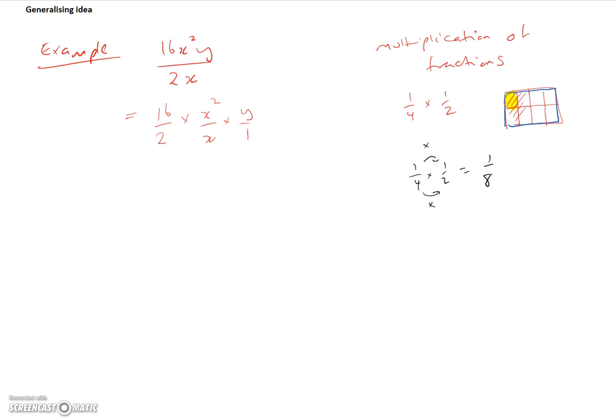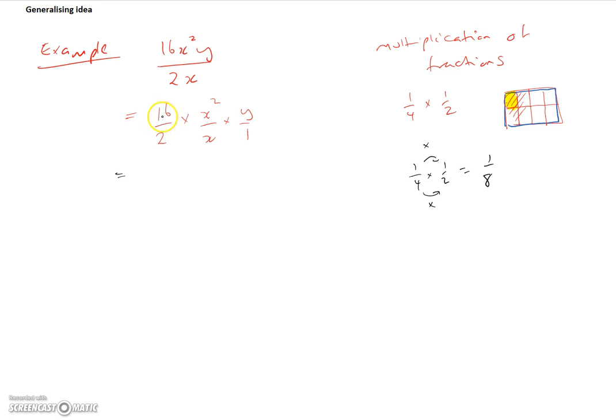Okay, so that's all I've done here. I've just split this algebraic term or expression into its parts: 16 divided by 2 times x squared on x times y on 1. Okay, now I want to see where the cancellation is, so I'm going to write it out even further.